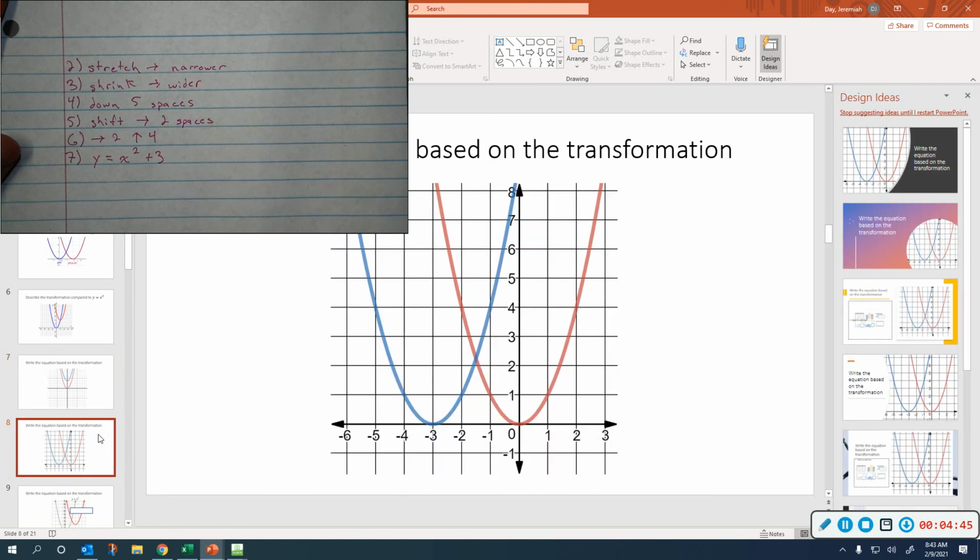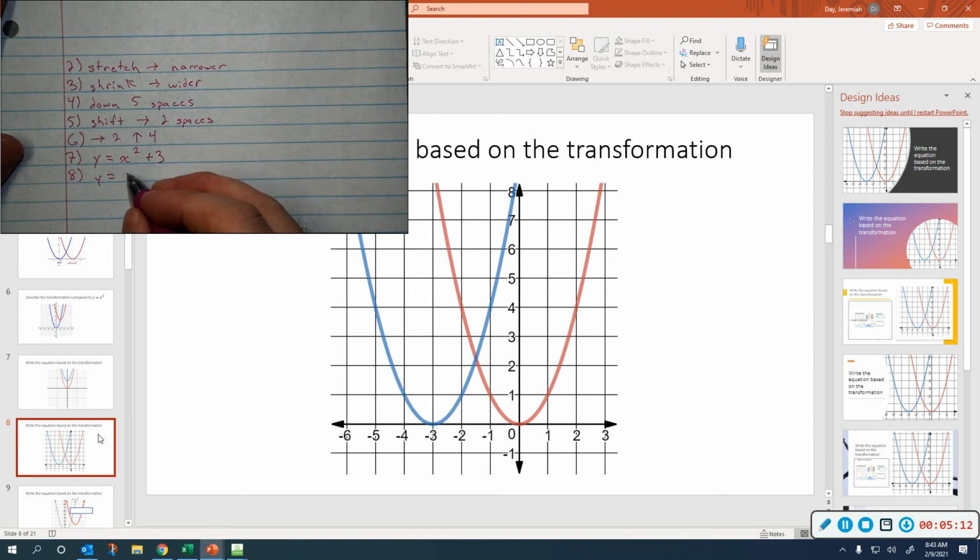So, number 8, once again, write the equation based on the transformation. I want you to write the equation. In 10 seconds, I'll show you the answer. Okay, now on this one, it just moved left and right, and it moved 3 spaces to the left.